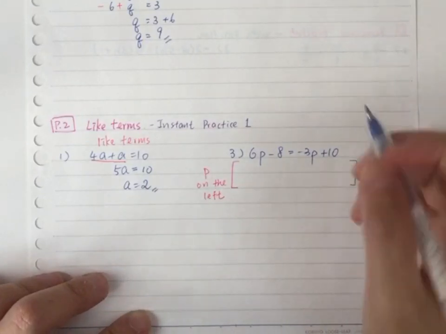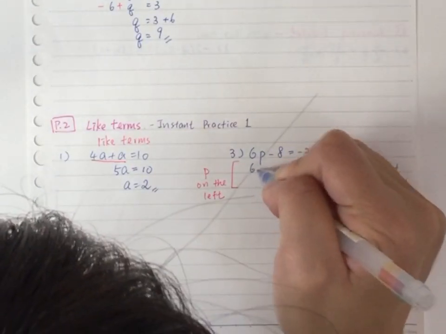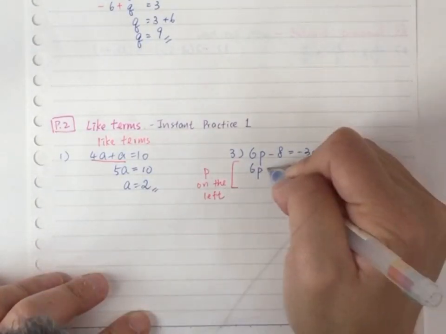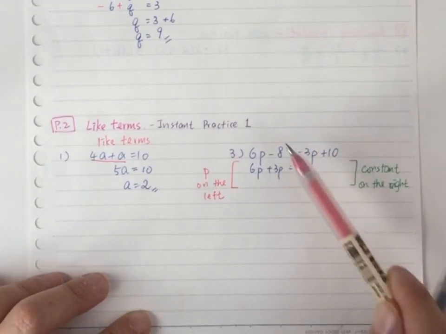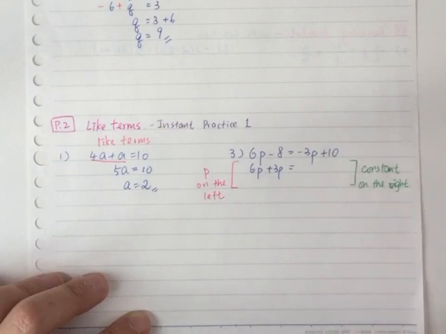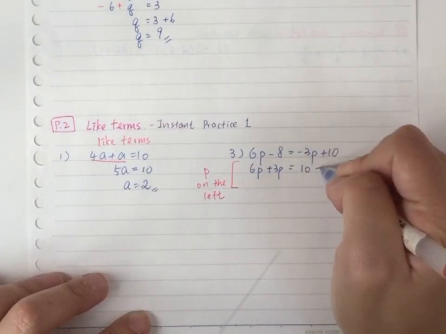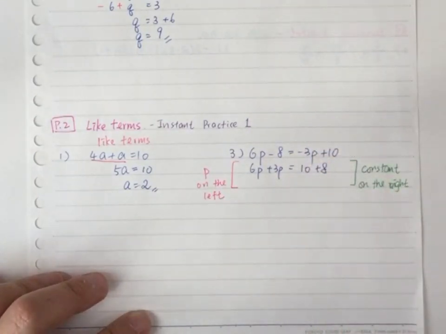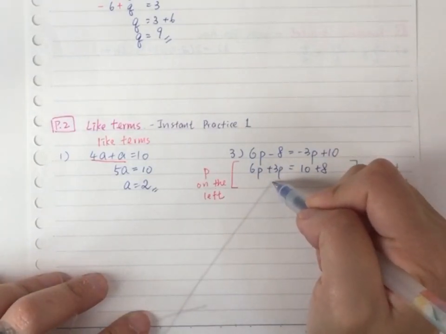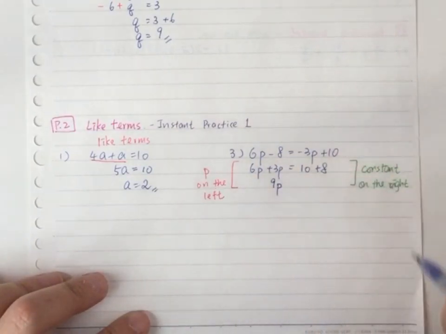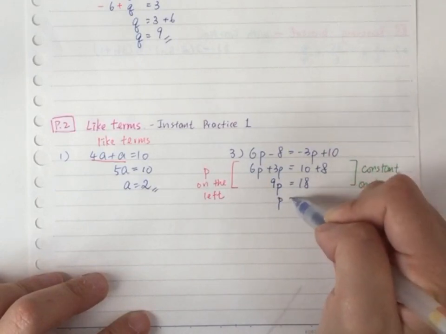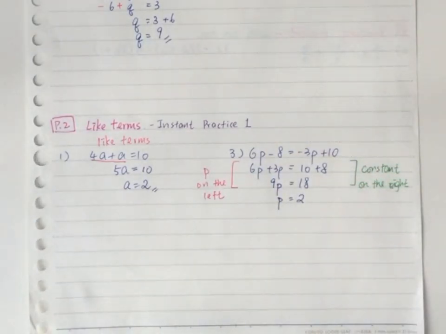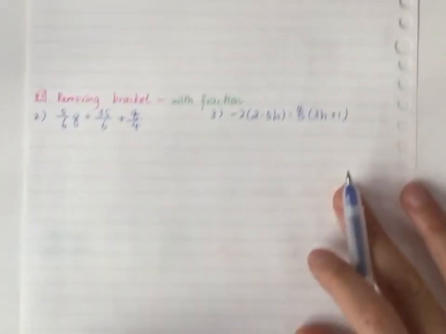So let's see how it works. 6p is on the left, just keep it. And minus 3p goes to positive 3p. And the negative 8 should be put on the right and becomes positive 8. And keep the 10 unchanged. And you can see right now you get 9p on the left and 18 on the right. Divide both sides by 9, you get the value, which is p equals 2.